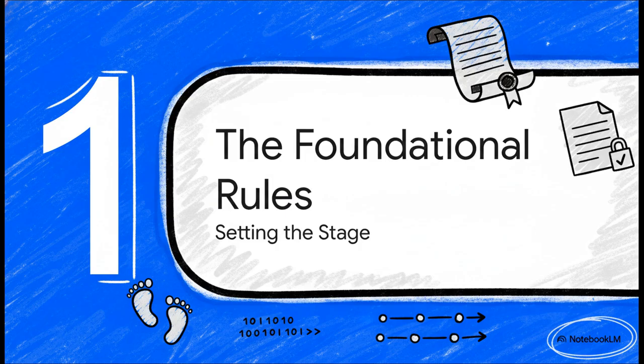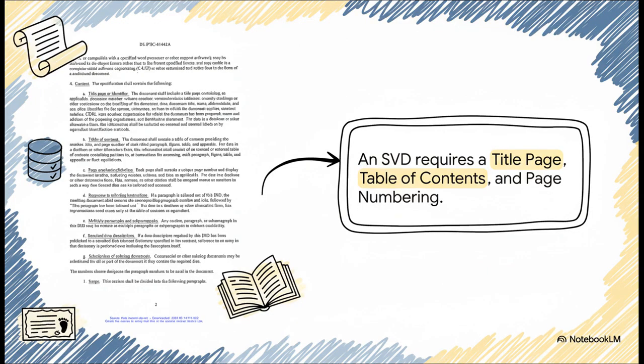But, just like a real birth certificate, you can't just scribble an SVD on the back of a napkin. It's a formal document, it has rules, it has a required structure, and you've got to follow them. So let's break down what those foundational rules actually are. The first thing to get is that the formality here really matters. The official standard says that every single SVD has to have the basics covered. We're talking a proper title page, a table of contents so people can find their way around, and unique page numbering. This isn't just some casual memo. It's meant to be a formal, auditable record.